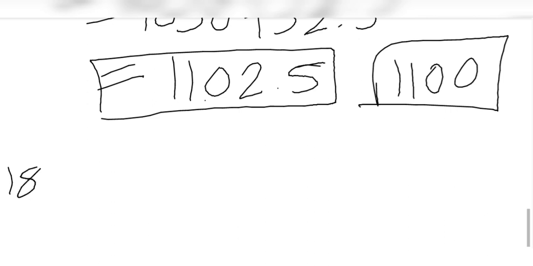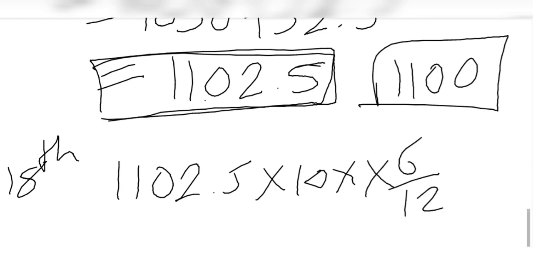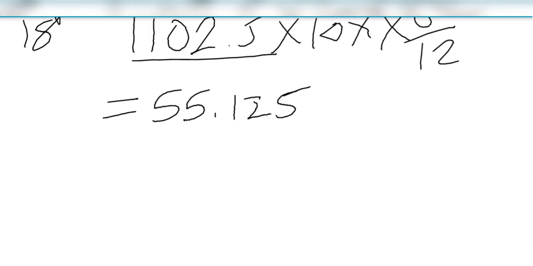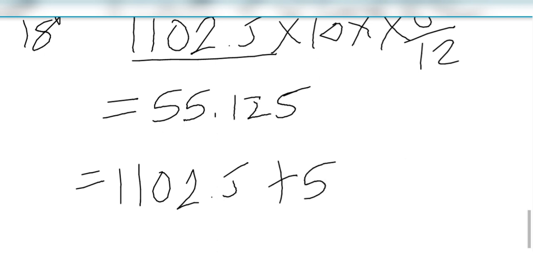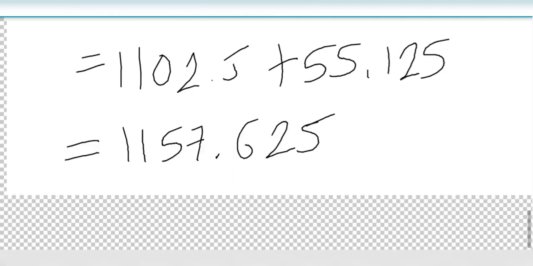Now at the 18th month, or after 1.5 years, interest on 1102.5 into 10% into 6 divided by 12 comes to 55.125. So now the closing balance is 1102.5 plus 55.125, which is equal to 1157.625.